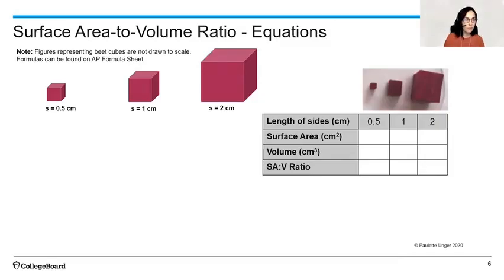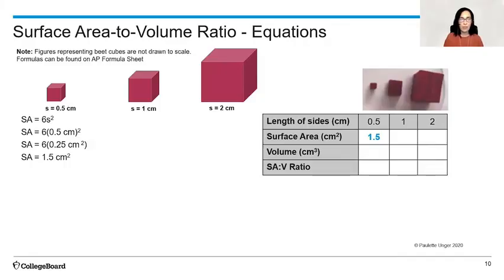So the surface area of a cube is 6 sides squared. We have sides squared of one face, and there's 6 faces to the cube. So we're going to multiply our side squared by 6. So we have 6 times 0.5 centimeters squared. 0.5 times 0.5 is 0.25 centimeters squared, and we'll multiply that by 6 to get a surface area of 1.5 centimeters squared for our small cube.